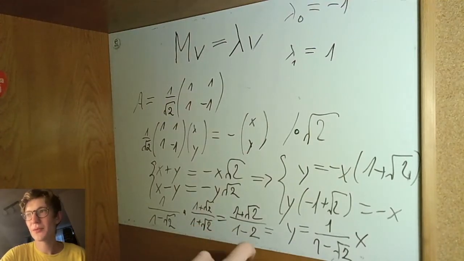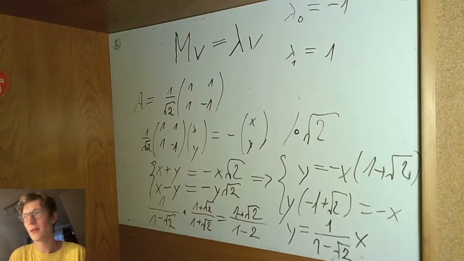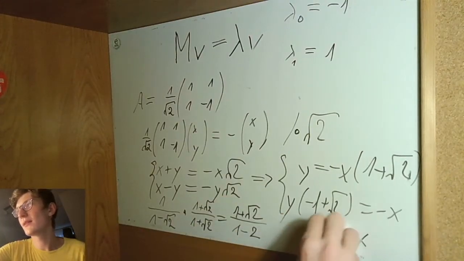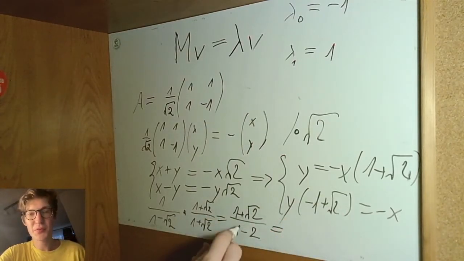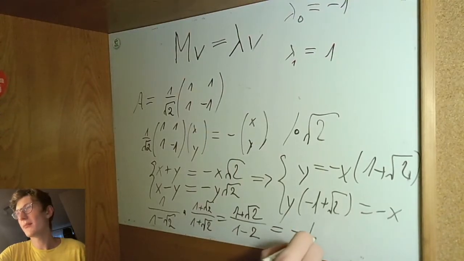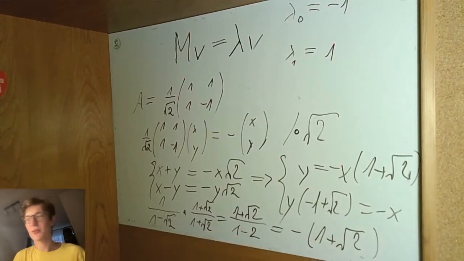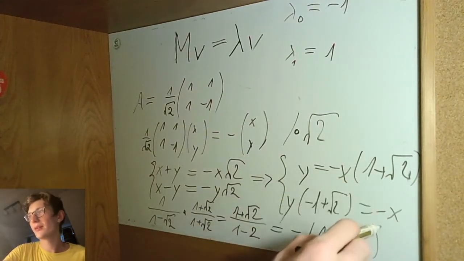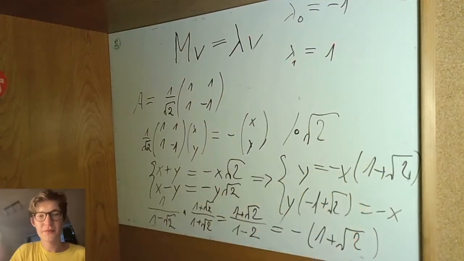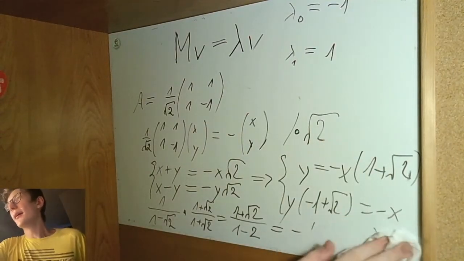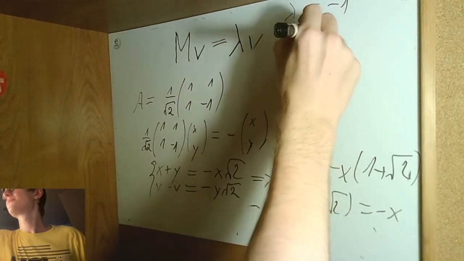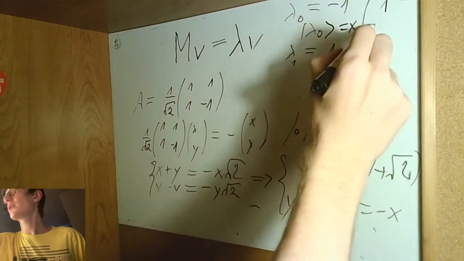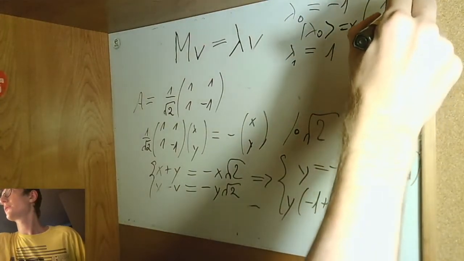So it's minus, maybe there's no empty space, so I'm going to clear it. So it's minus 1 here, and it's minus 1 plus square root of 2 in brackets, and that's why this number is equal to this one, so it's not a contradiction. And we get our first eigenvector, which is 1, x, and minus 1 plus square root of 2.